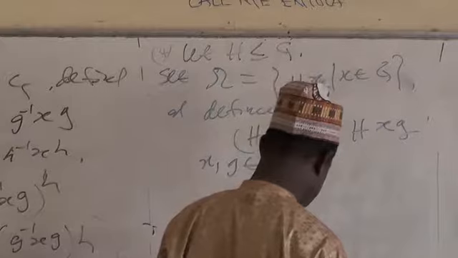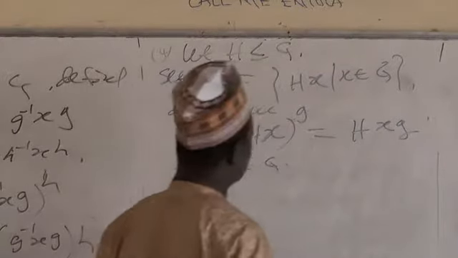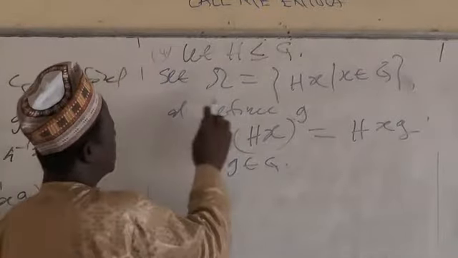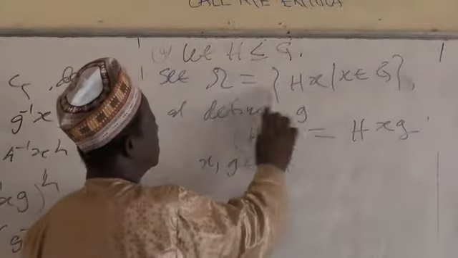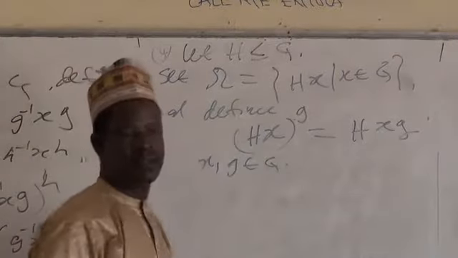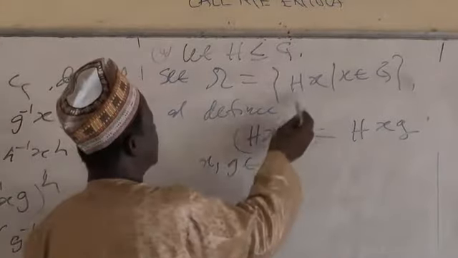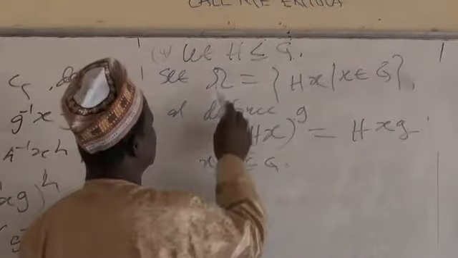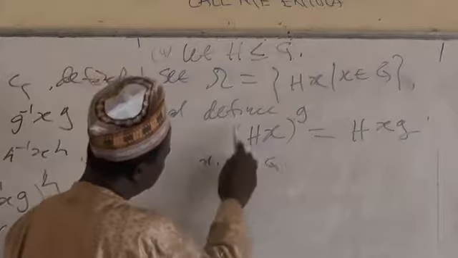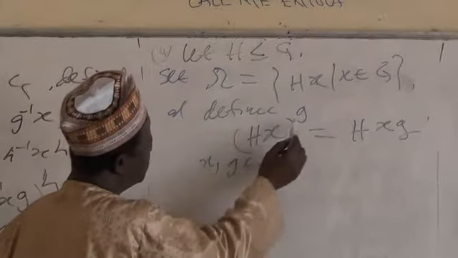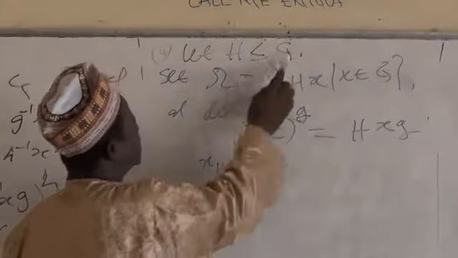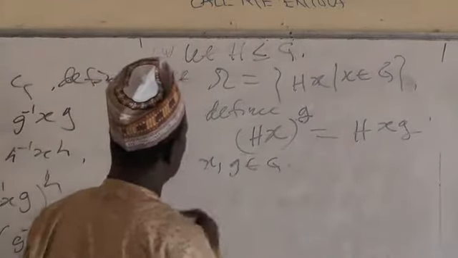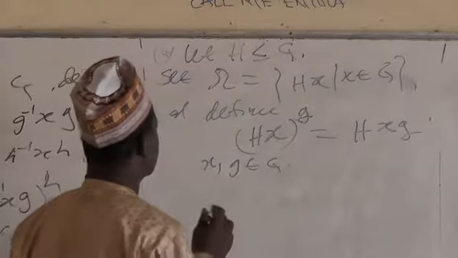Then, is this a group action? Remember, you have made this set, the set of right cosets. H is a subgroup of G, and x is an element of G. Now define the action of the set of right cosets being acted on by g, an element of the group, to be Hxg. Does there exist a group action? There is a first one first.